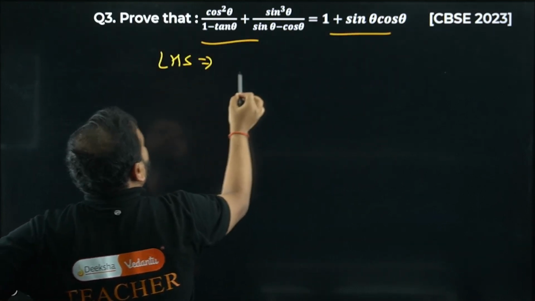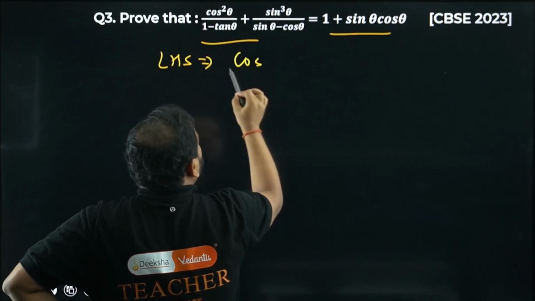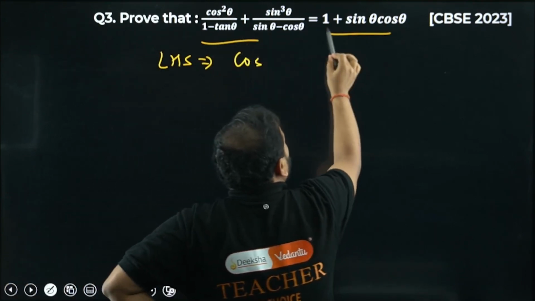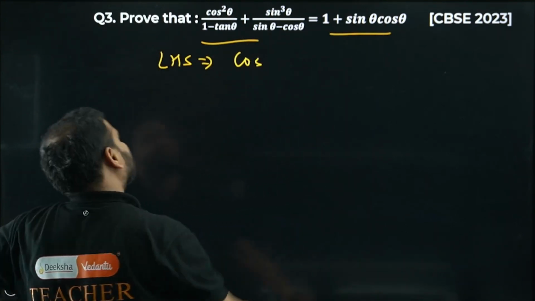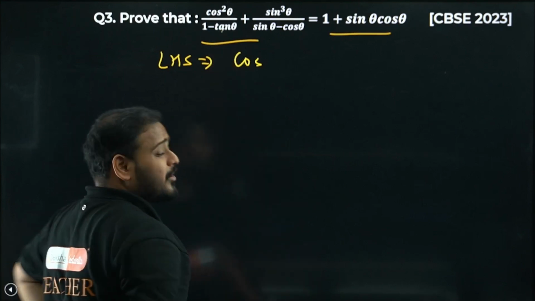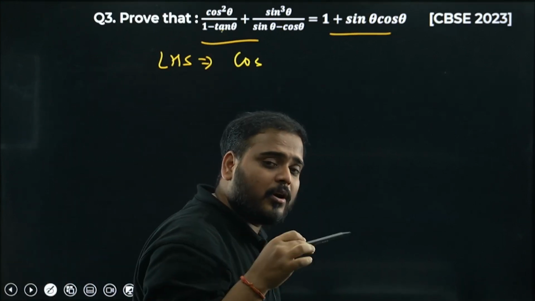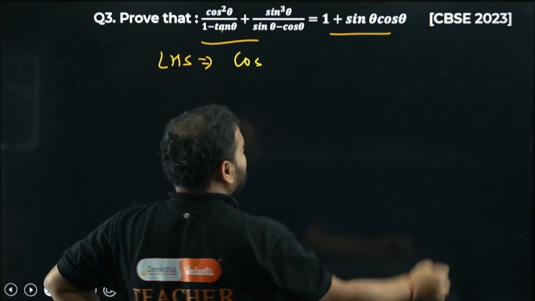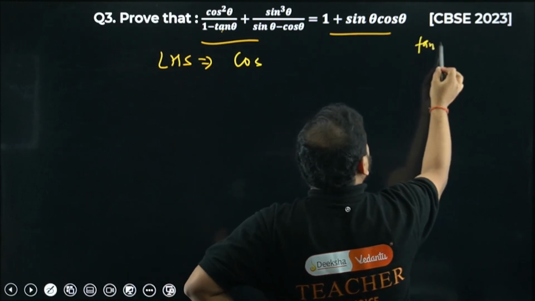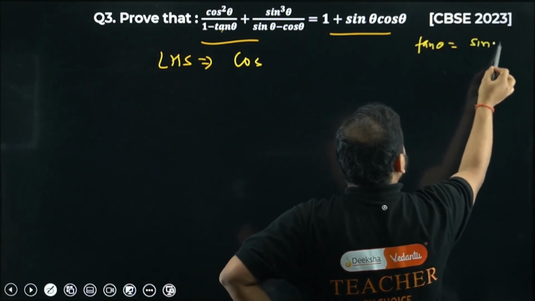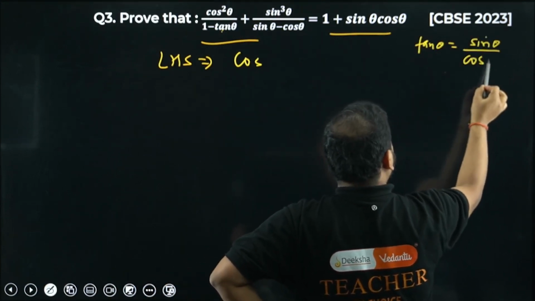Excellent question. Have a look. So you can see here everything is cos, sin, cos. Then I have sin, cos on the right hand side also. But here I have only tan, only one place as tan. I'm going to do what? Replace tan by sin theta by cos theta. You know tan theta equals to what? Sin theta by cos theta.